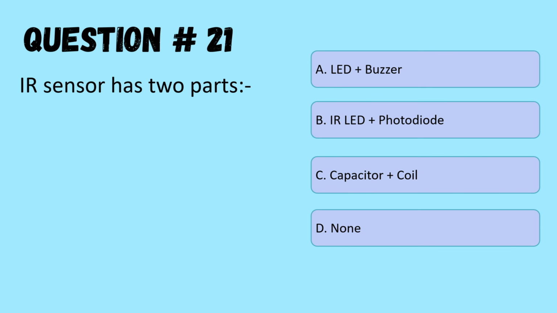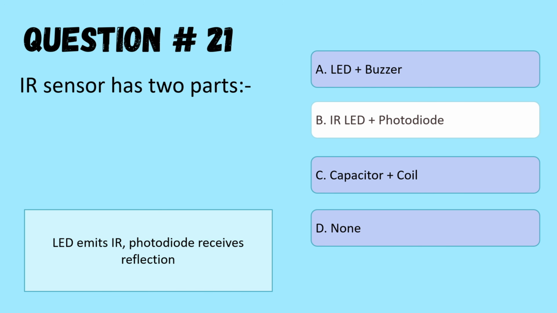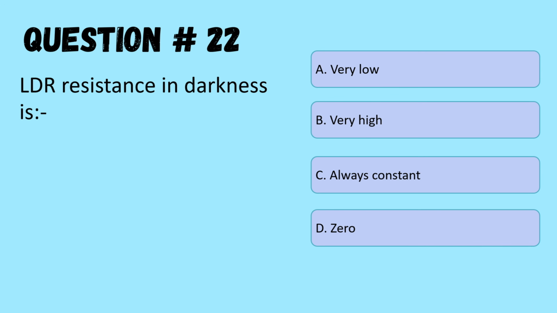Next question is: IR sensor has two parts, LED plus buzzer, or IR LED plus photodiode, or capacitor plus coil, or none of these. So the correct option is option B, IR LED plus photodiode. So we are moving to the next question. Next question is: LDR resistance in darkness is? Options are very low, very high, always constant, or zero. So the correct option is option B, very high. So we are moving to the next question.